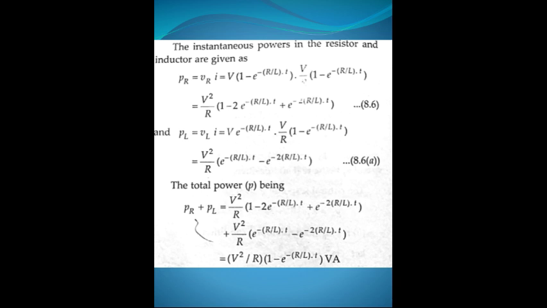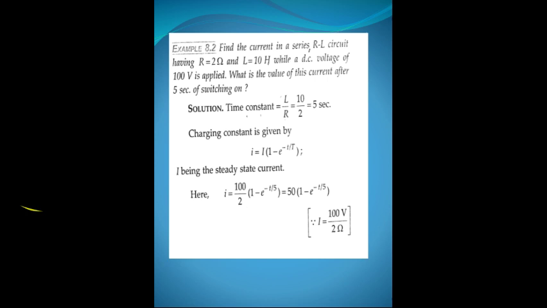Now the total power P is equal to PR plus PL, that is V squared upon R times (1 minus e to the power minus R upon L t). Now we take a simple example.